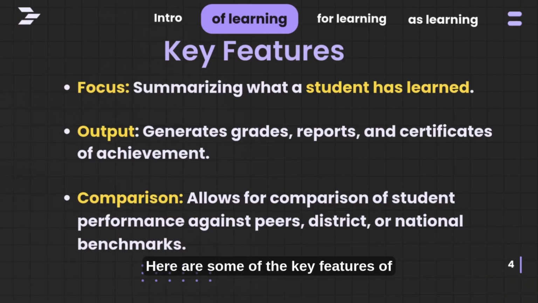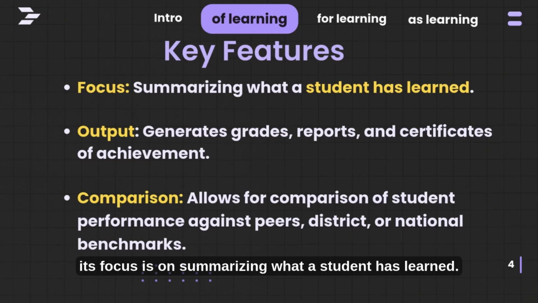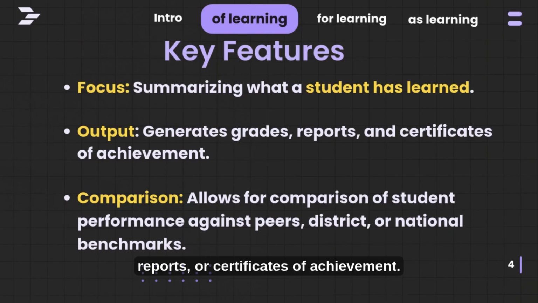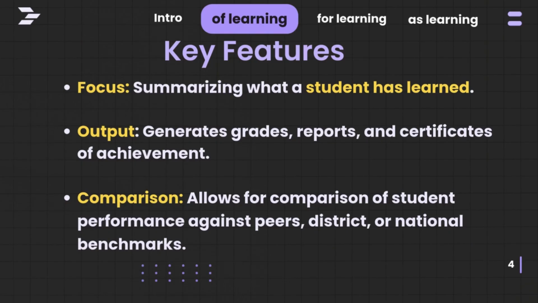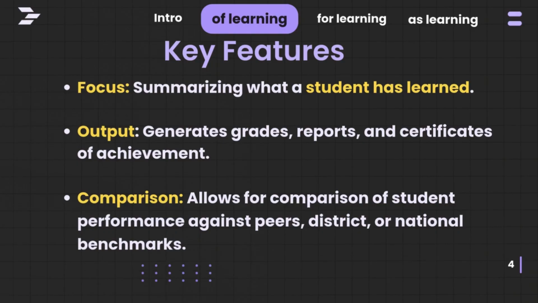Here are some of the key features of assessment of learning. First, the focus is on summarizing what the student has learned. Then, the output includes grades, reports, or certificates of achievement. It also allows for comparison of student performance, whether against classmates, district expectations, or even national benchmarks.